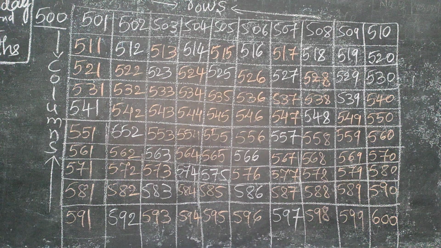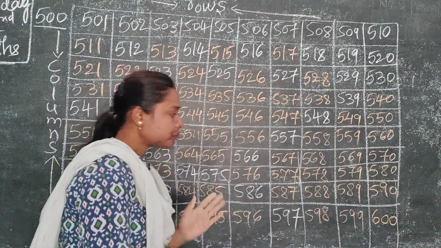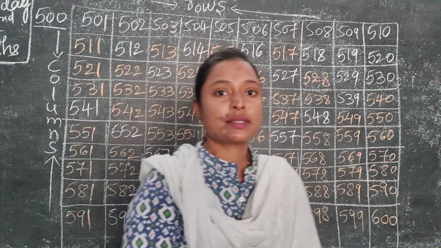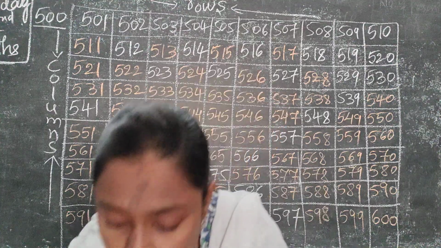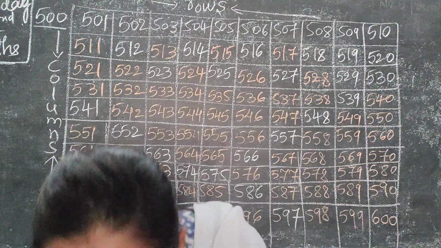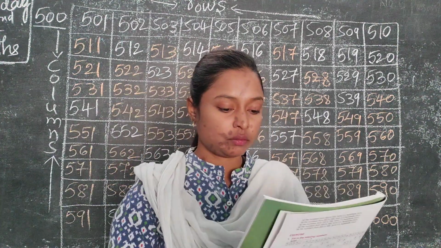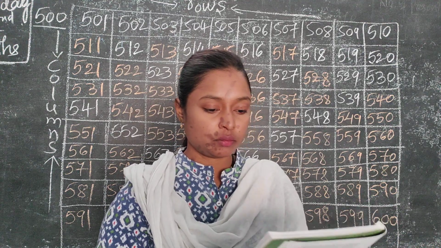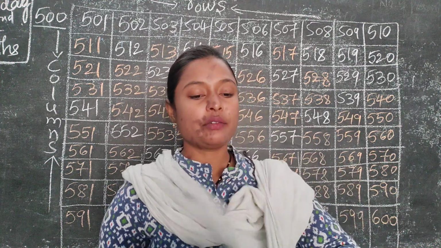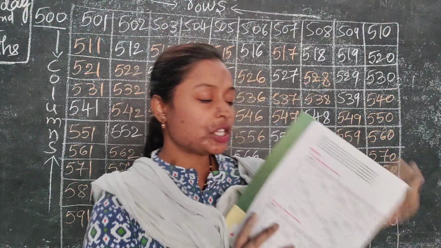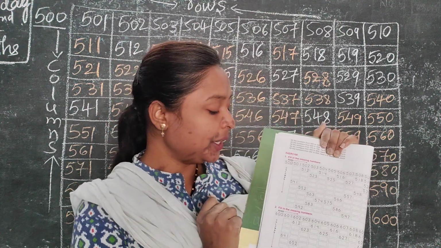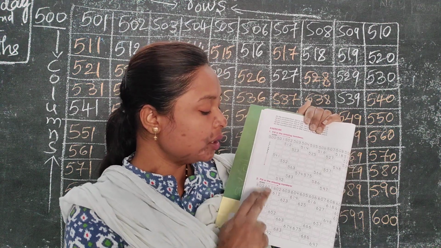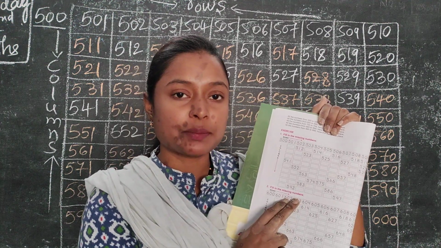So here, see, till 600 we came to know how to write. Here also they have given here. So after the first main, we completed the first main here. Fine, first main we completed and second also they asked: fill in the missing numbers.